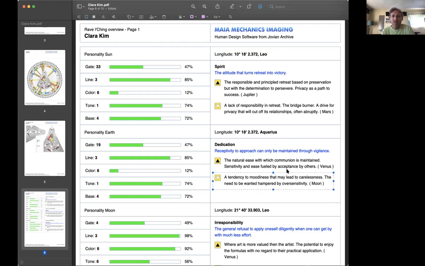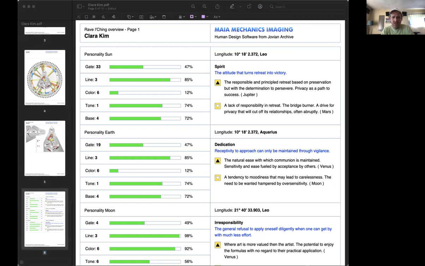So the natural ease of this community, okay, so the detriment would be moodiness, carelessness, and oversensitivity. Okay.